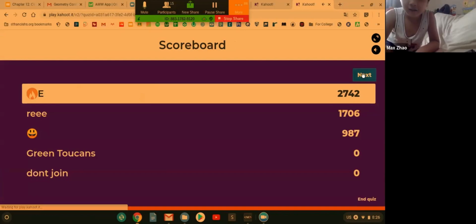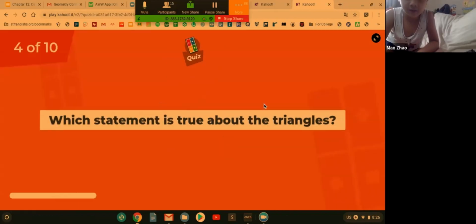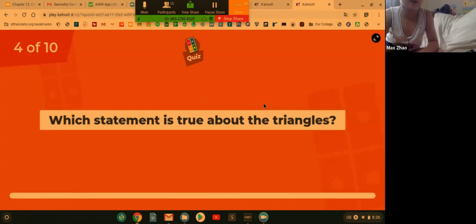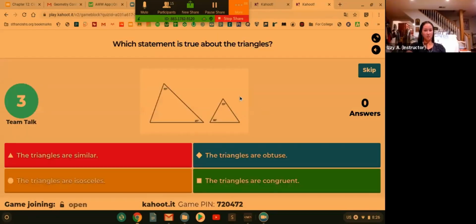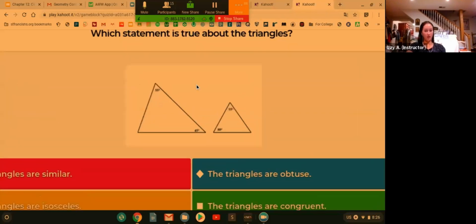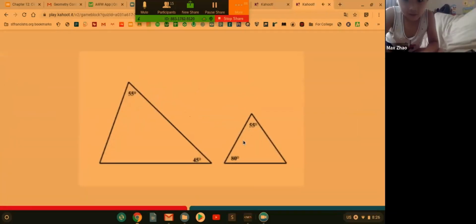Okay. Green toucan. Next time I'll not say the answer, but just give you a tip. Okay, so what statement is true about the triangles? Here, I'll blow it up. Okay, so here are the triangles.